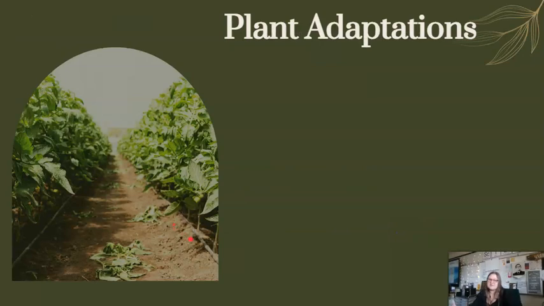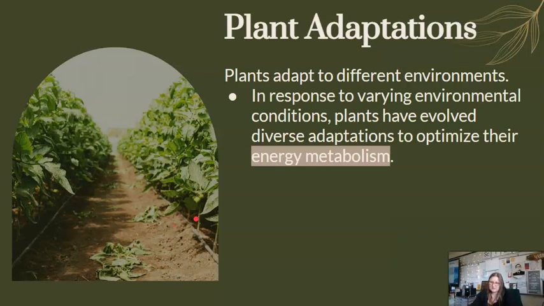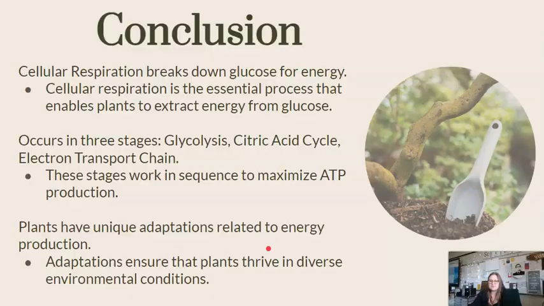Different plants live in different environments, which means they need to do things a little bit differently, which means that they adapt to their environment. In response to varying environmental conditions, plants have evolved diverse adaptations to optimize their energy metabolism. We're going to talk about 2 specific adaptations: C4 versus CAM. We may also talk about C3 a little bit. We're not going to talk about those adaptations in this lesson. Those are going to be their own focus, but those are two we will focus on.